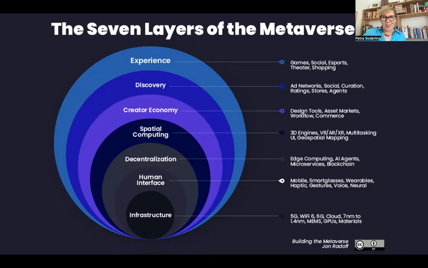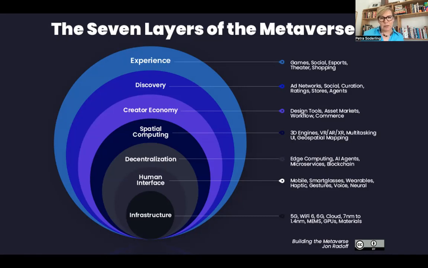And the way I thought for this particular type of project, you want to look at the technologies, because that's where we are. We're building innovation that largely rests on a technical foundation. And I found this model, The 7 Layers of the Metaverse by John Radoff. He's a brilliant thinker. I actually did a podcast episode with him on my Deep Pockets podcast. If you're interested, please look it up.